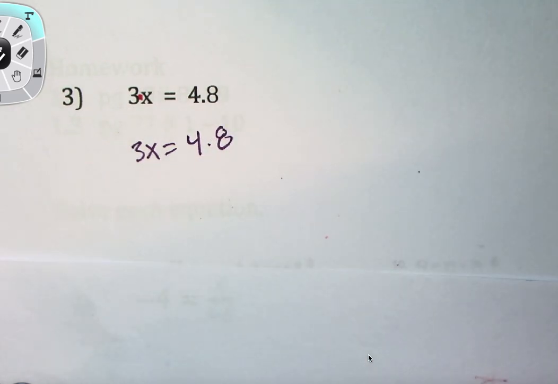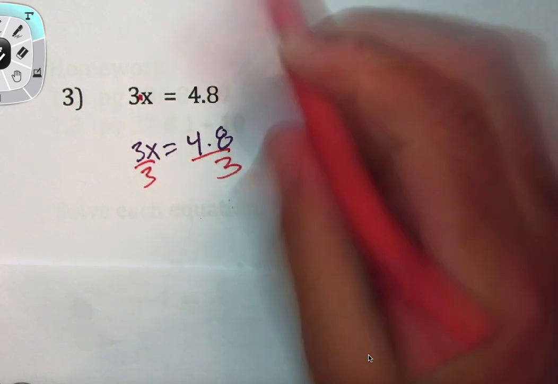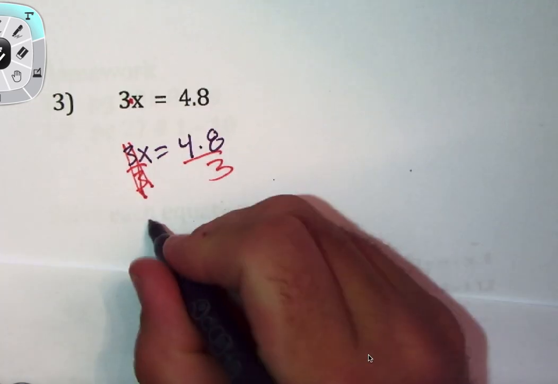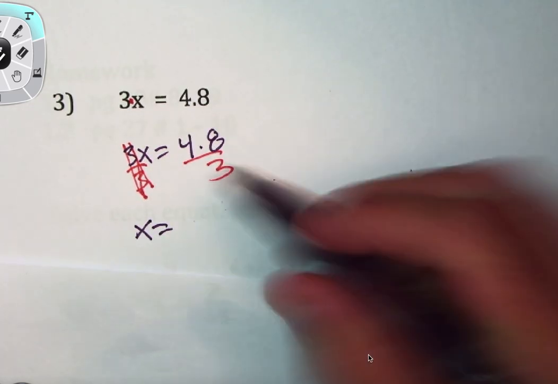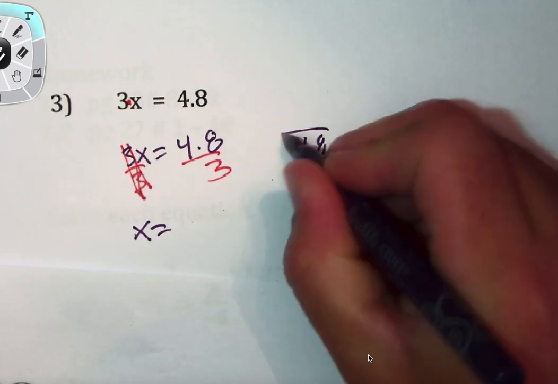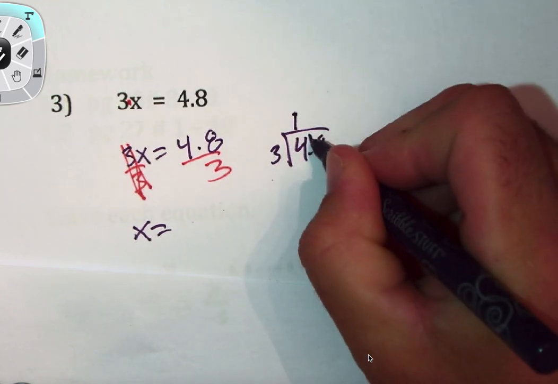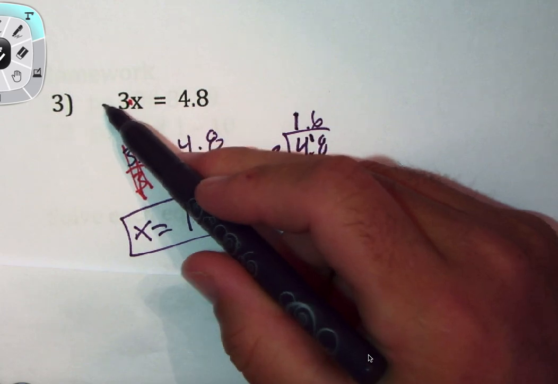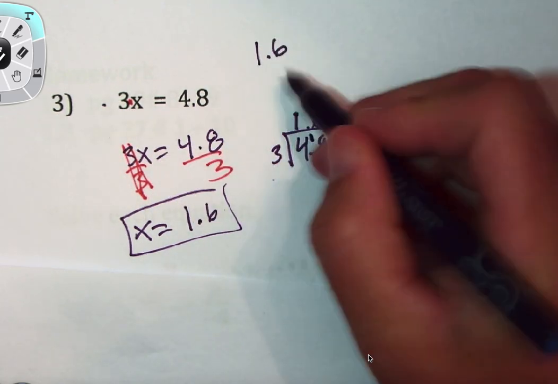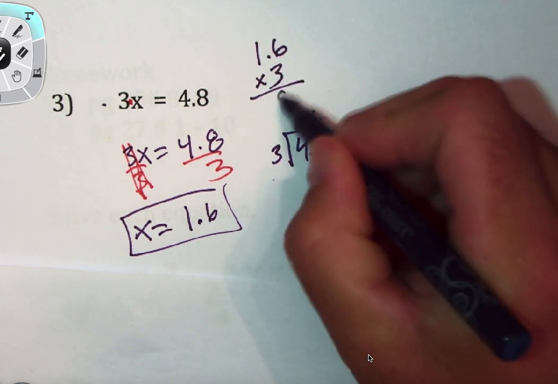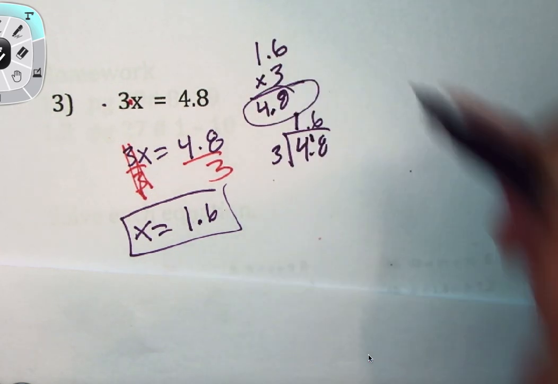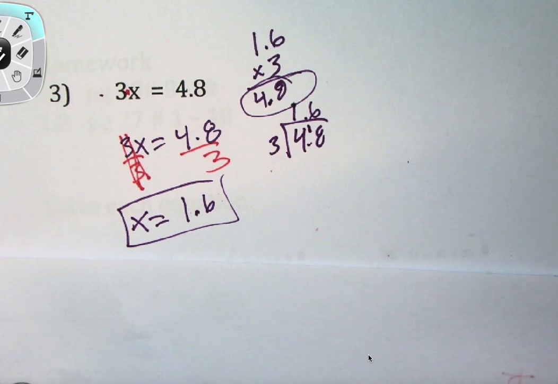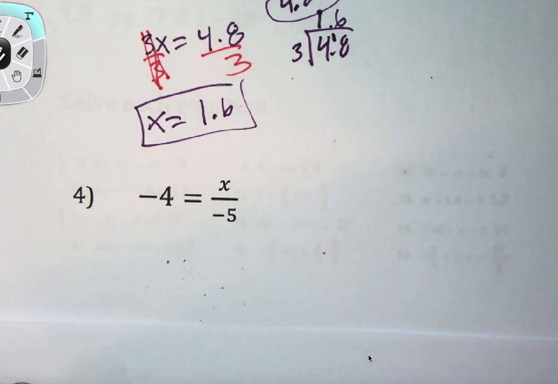We have to divide both sides by 3. 3 divided by 3, they cancel each other out. And we get x equals, we just need to know 4.8 divided by 3. 1.6. So 3 times 1.6 is 4.8. And you could always, how do we know if we're right? We would just check our answers, right? Boom, we got it. All right, so we added to undo, we subtracted, we multiplied. This one's always tricky for students.